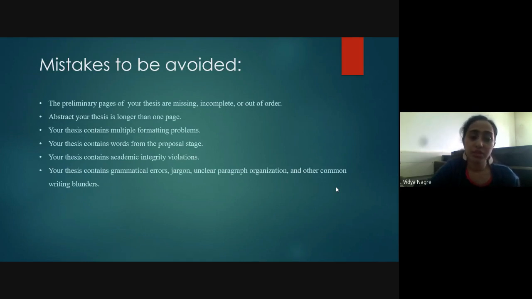These are certain mistakes that should be avoided. The preliminary pages should not be skipped. The abstract of your thesis should not be longer than one page. The thesis should not have any formatting problems at all. You should format your thesis in a very accurate way. As I told you, the words in the thesis should not be the words from the proposal stage. You should be very careful about the tenses you are going to use in your thesis submission.